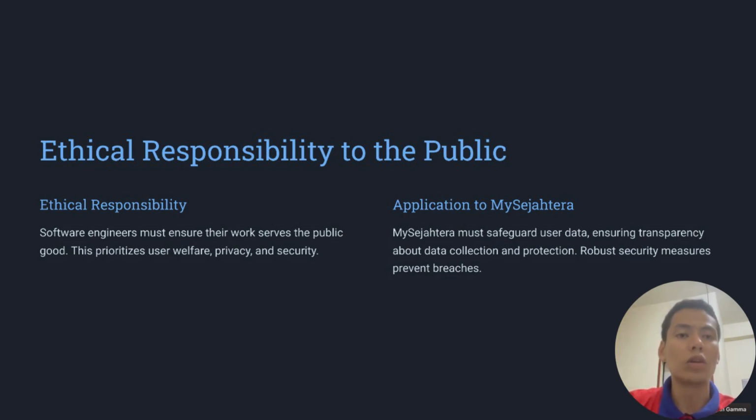First, ethical responsibility to the public, in the MySejahtera application. Ethical responsibility: software engineers must ensure their work serves the public good. These priorities are user welfare, privacy and security. An application like MySejahtera must safeguard user data, ensuring transparency about data collection and protection. Robust security measures prevent breaches.